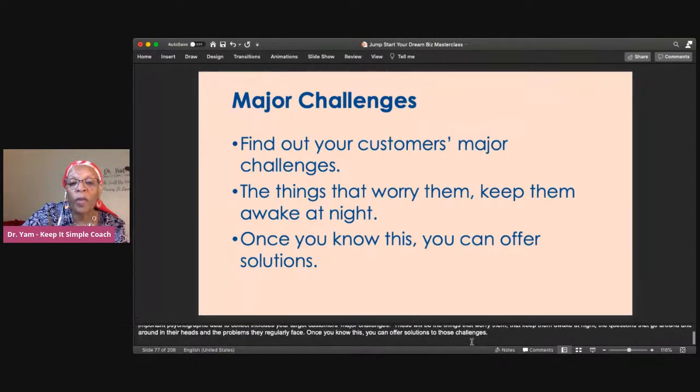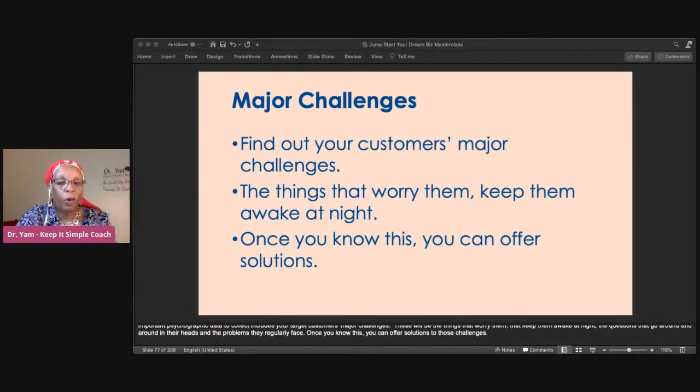So once you know that, it's going to help you to create the solution to the problem. And that's what you're always going to be thinking about. What is it that I'm doing that's going to be a solution to someone else's problem? That's the whole point of starting your business. Agree? I certainly hope so.